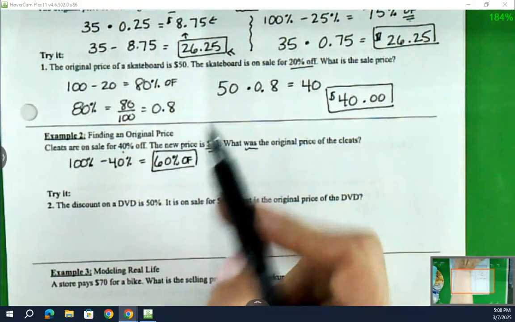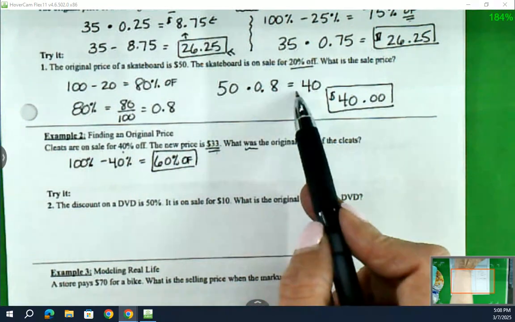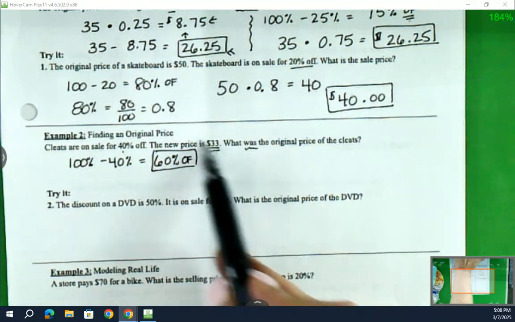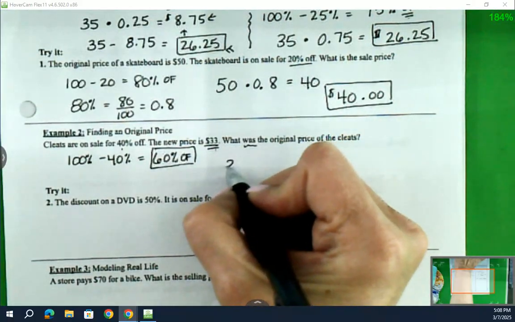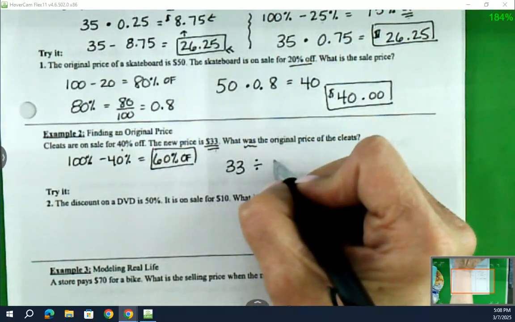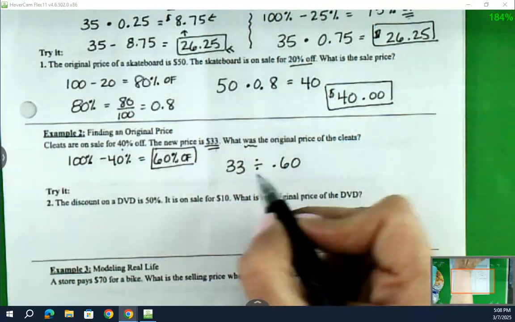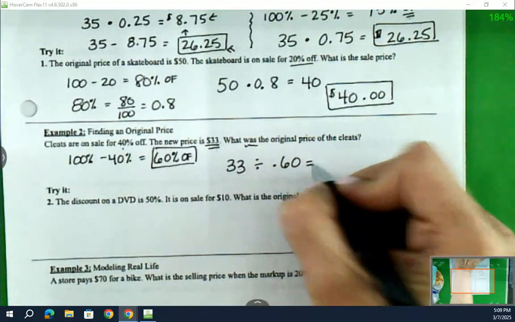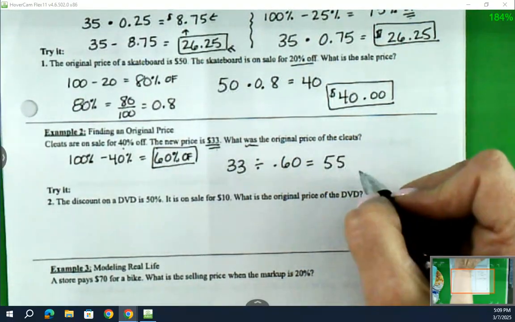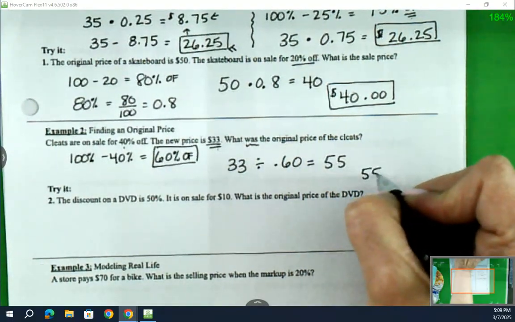Okay, so in this case, we multiplied when we were trying to find the new price. So the opposite, to work backwards, would be to take our 33 and divide it by our 60% of the original price. So if we divide it by 0.60, it's like working backwards, and we get 55. So the original price was $55.